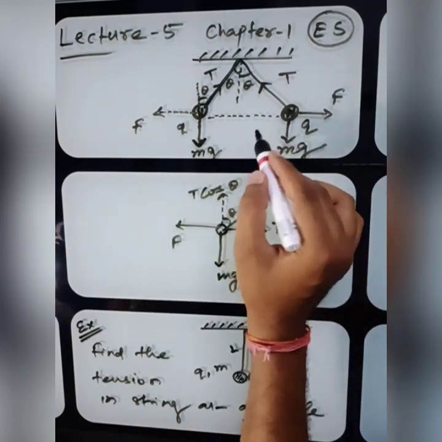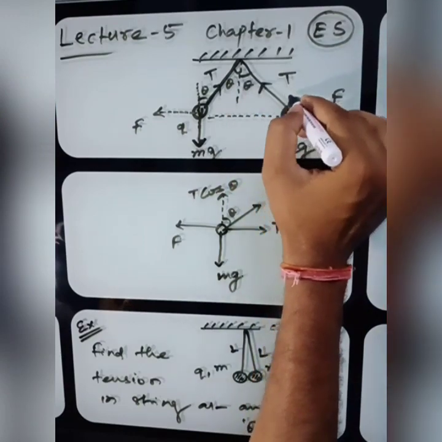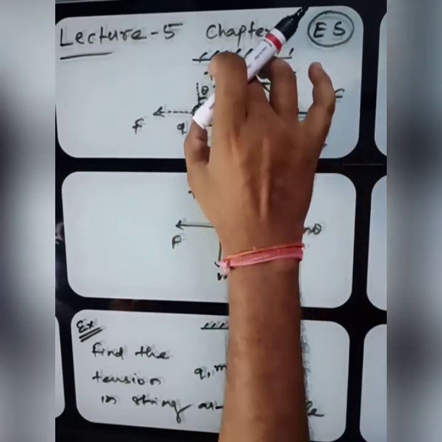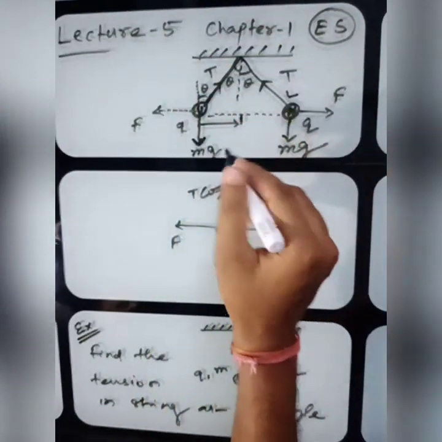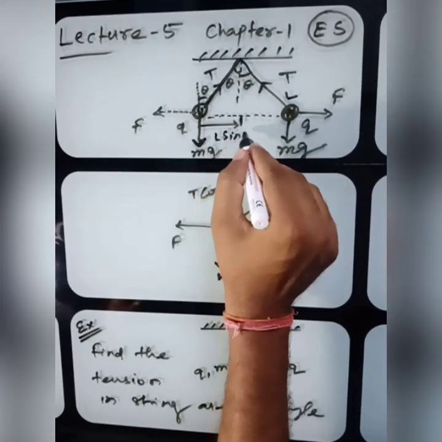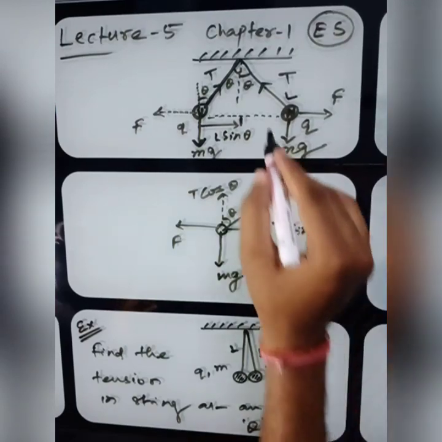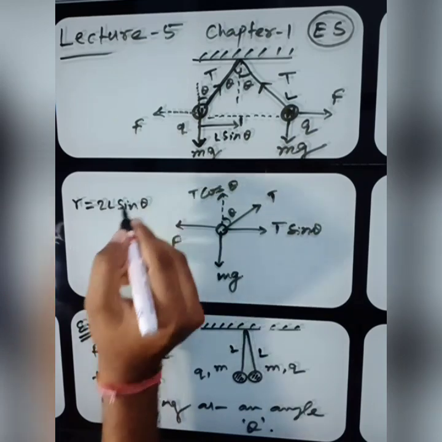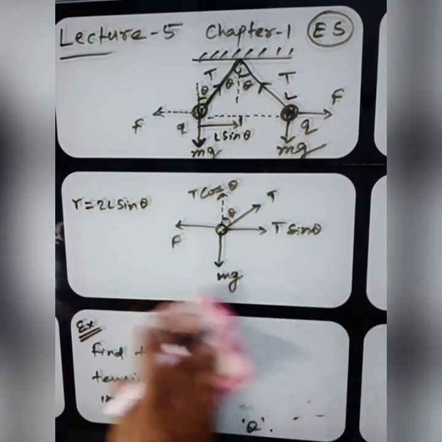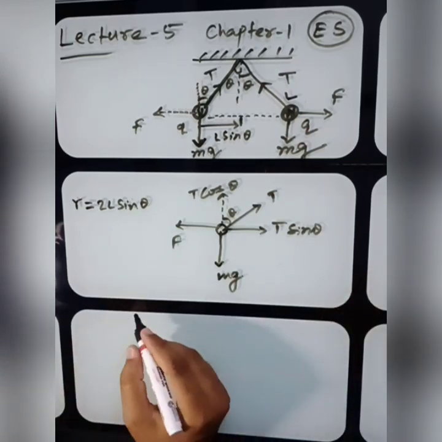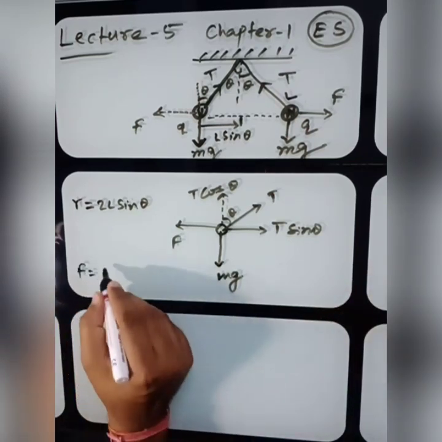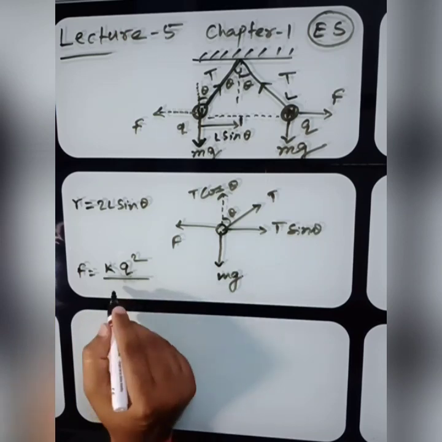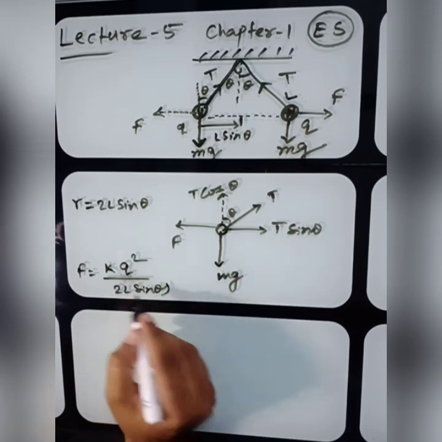Now, you can find the separation also, since the length of the string is given as L. So, this distance will be how much? It is L sine theta, and this is also L sine theta. So, the total distance, if you write here r, will be 2L sine theta. Okay, very good. Now, F can be written as k q square divided by r square, that is k q square divided by 2L sine theta whole square.